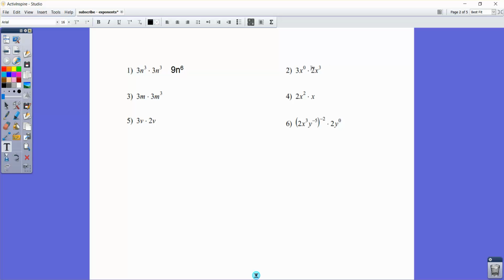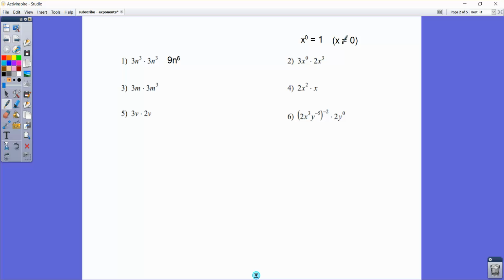For this one here, number 2, we actually have a 0 exponent, and this is one of the rules that we didn't talk about yet, and that's when we have any base to a 0 exponent, that actually equals 1. This works for any base as long as that base is not equal to 0. So the rule for that is x to the 0th equals 1, as long as x does not equal 0. I'll put a slash through that in just a second, just so you can see that rule right in front of you. Okay, as long as x is not equal to 0, that's always true.